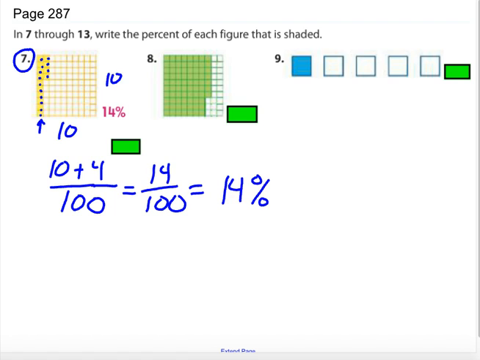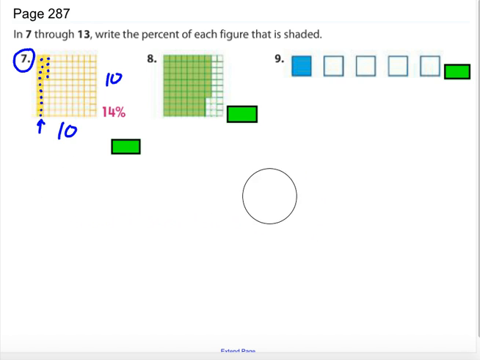All right, and again, if you wanted to, you could do division and actually divide 14 by 100. But in this case, you know that you have 14 out of 100, so that will be 14%. All right, let's take a look at number 8 and see how you did.